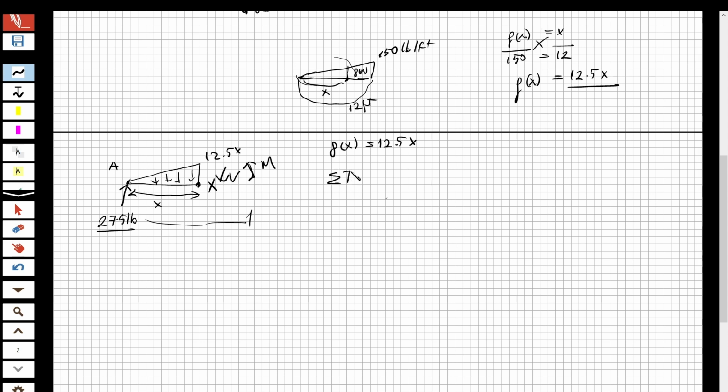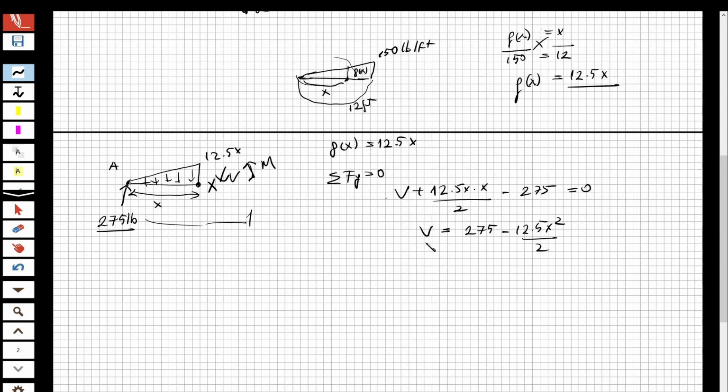So now I'm going to write total Fy equal to 0, and it's going to be shear, here you can see, plus 12.5x multiplied by x over 2, because it's a triangular load, and minus 275 equal to 0, and shear will be equal to 275 minus 12.5 x squared over 2.